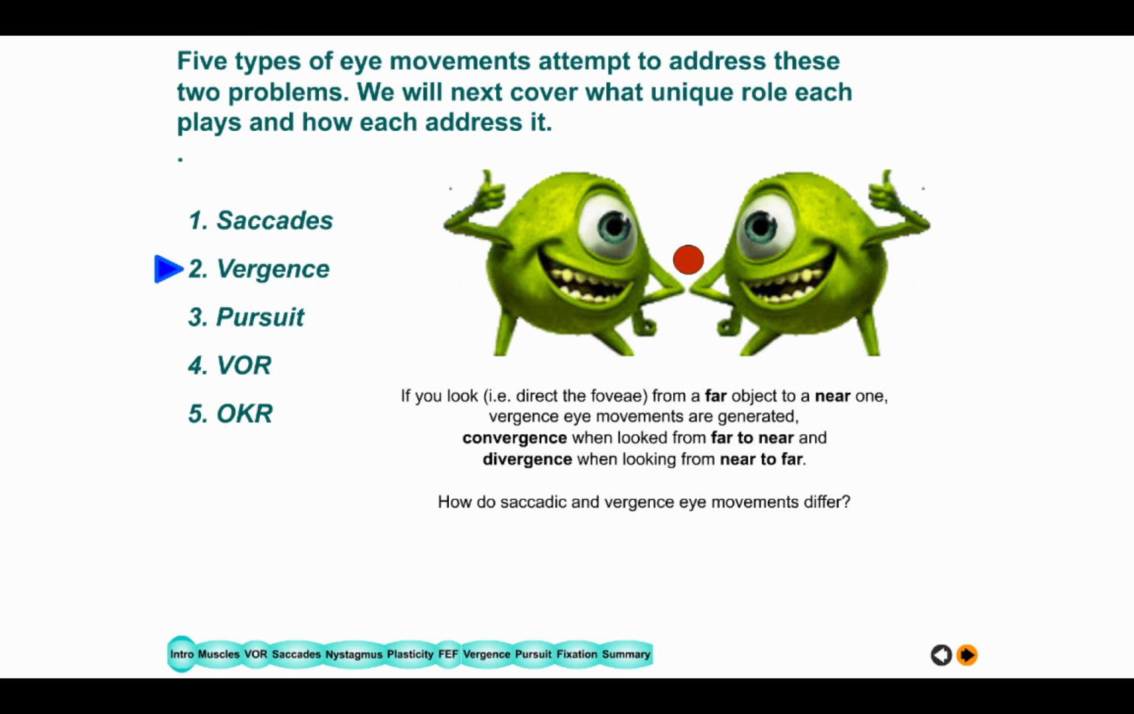So, can someone tell me what differences they notice between that vergence movement and a saccade? One difference between the two. That's right. In saccades, both eyes move the same distance and in the same direction. Now the eyes are moving in opposite directions. Anything else you will notice that might be different?